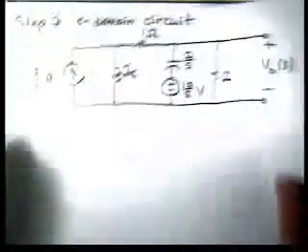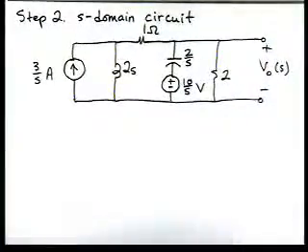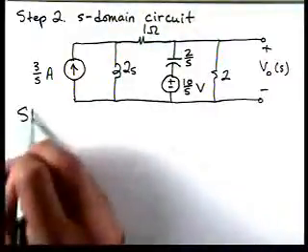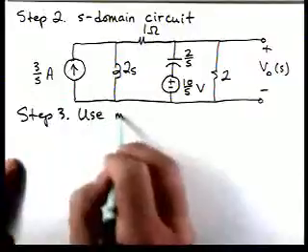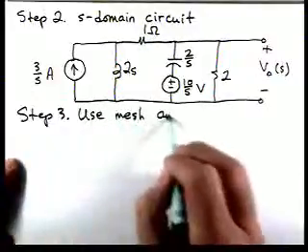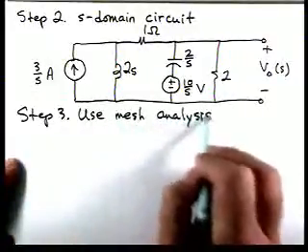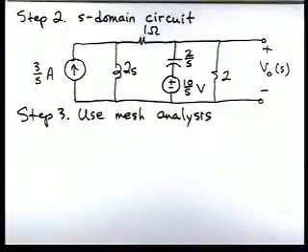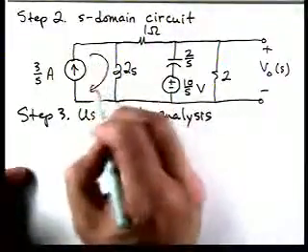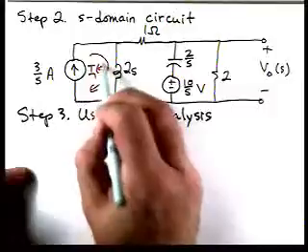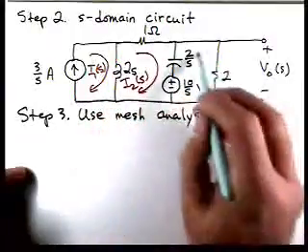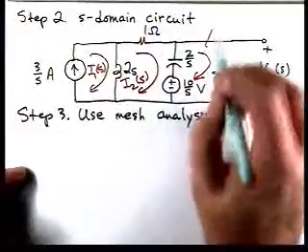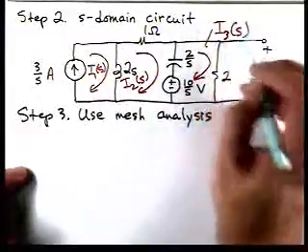Okay, so here's the S-domain circuit. We've converted everything over to the S-domain. Step 3 is our analysis step, and here we're going to use mesh analysis. That means we need to assign mesh currents. We have 3 meshes, so I'm going to call this one I1, this one I2, and this one down here I3.